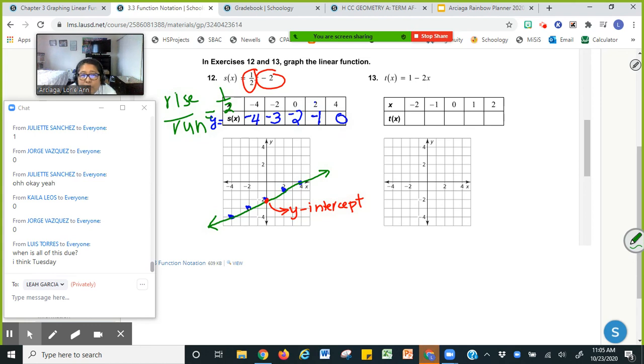I go from one point and I can start anywhere. Did you go up 1 and then 2 to the right? Yes, you did. How about here? Did you go up 1 and 2 to the right? Yes, you did. So that's how I'm going to check your graph if you did it right or wrong.